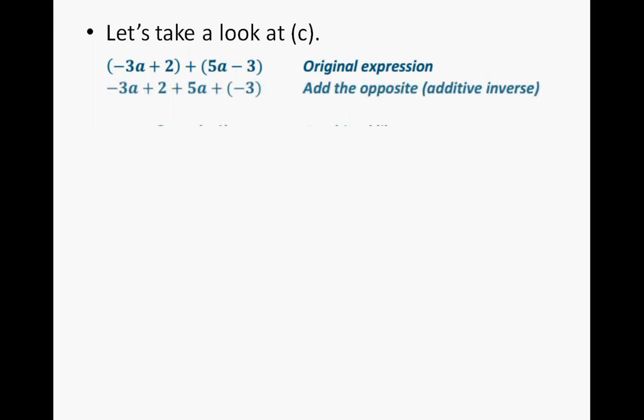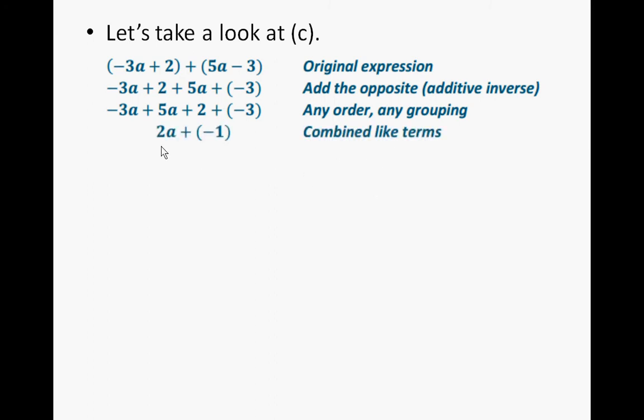So let's take a look at part C. Our original expression, the quantity of negative 3a minus 2 plus the quantity of 5a minus 3, can be written as the second grouping, 5a plus a negative 3, using adding the opposite or the additive inverse. Now we can use any order, any grouping to combine our like terms, or at least put them in the same vicinity as each other, and combining our constants.